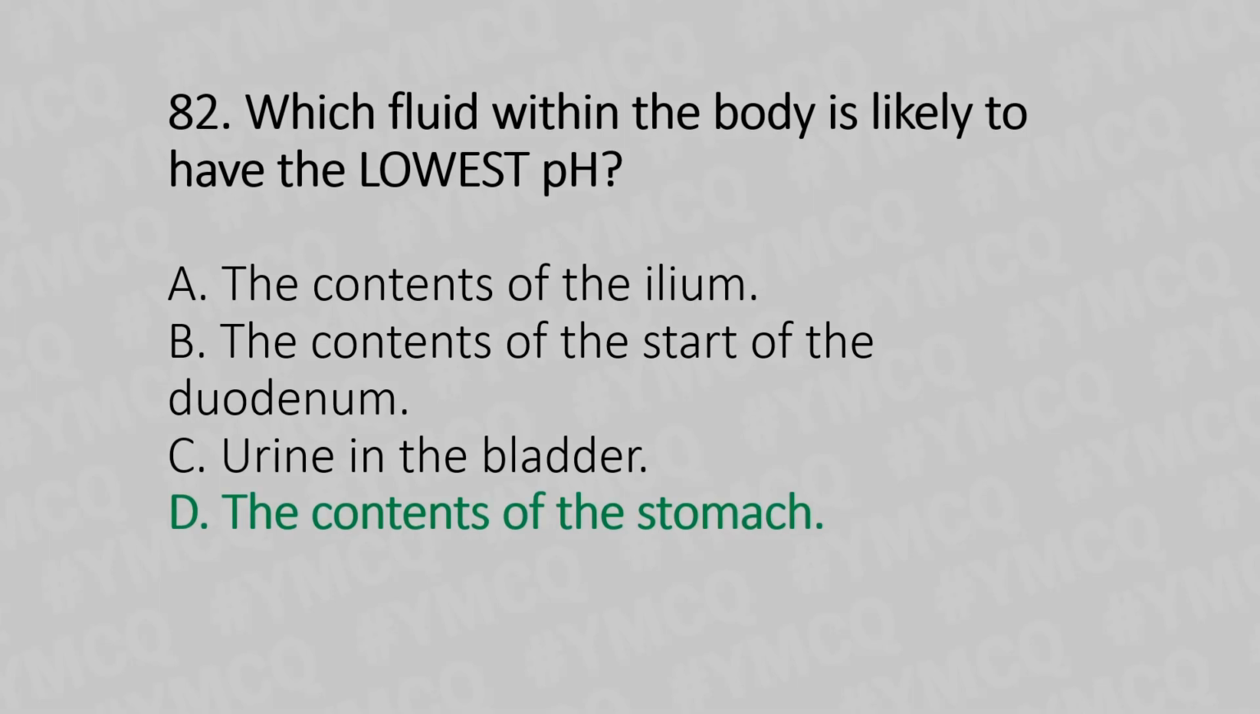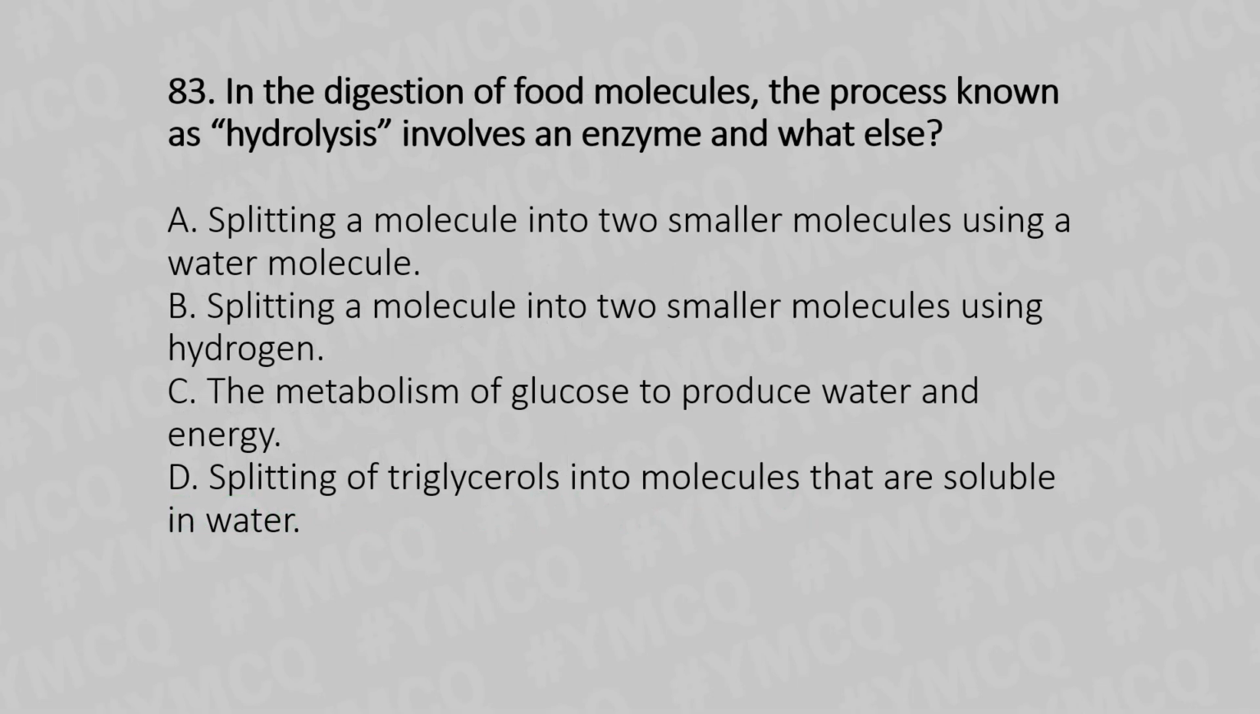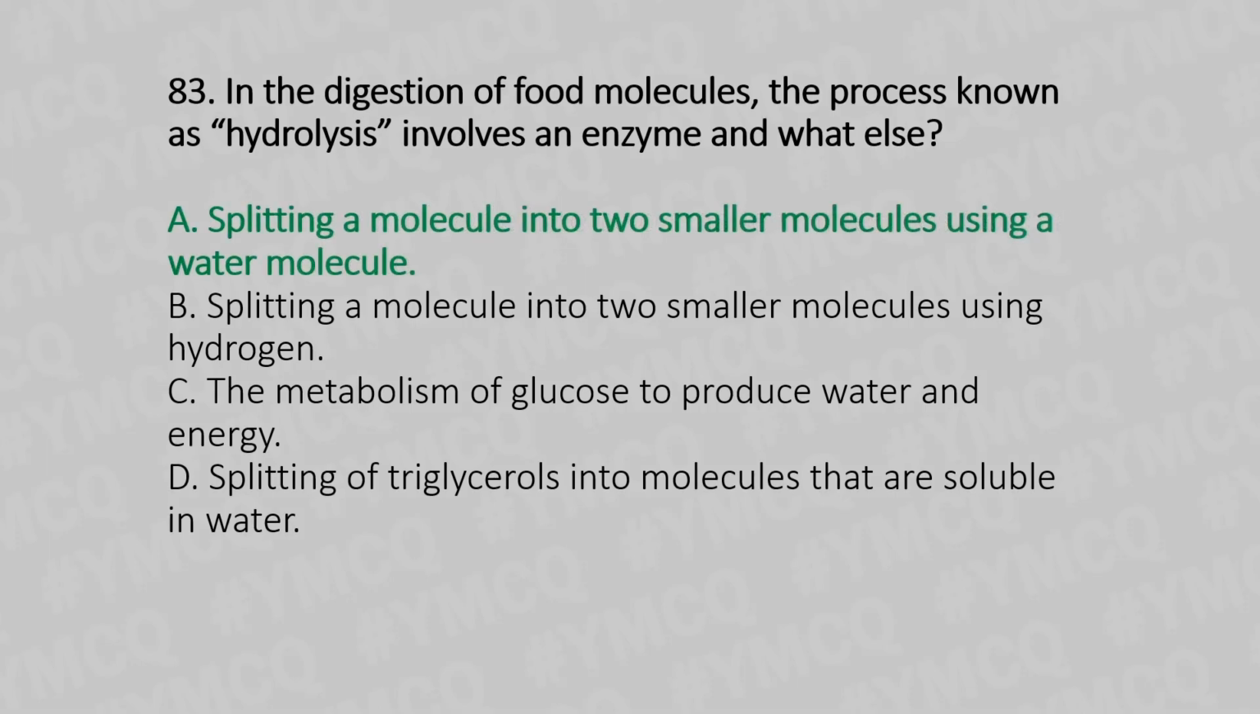Now let's move to question number 83. In the digestion of the food molecules, the process known as hydrolysis involves an enzyme and what else? Option A. Splitting a molecule into smaller molecules by using water molecule. Option B. Splitting a molecule into two smaller molecules using hydrogen. Option C. The metabolism of glucose to produce water and energy. Option D. Splitting triglycerol into molecules that are soluble in water. And the answer is Option A. Splitting a molecule into two smaller molecules using a water molecule.